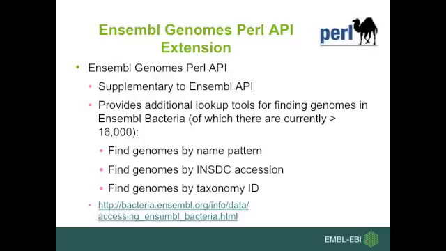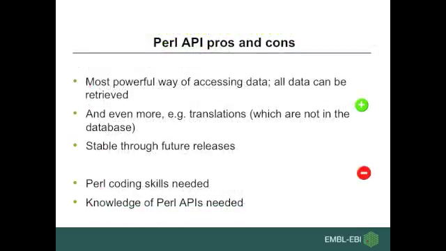So the Perl API pros and cons. It's powerful, you can retrieve all data, it's stable, it will produce things like translation sequence which aren't directly in the database and which are calculated on the fly. You need to be able to and want to code in Perl to be able to use it though, which in the modern world a decreasing number of people want to do.